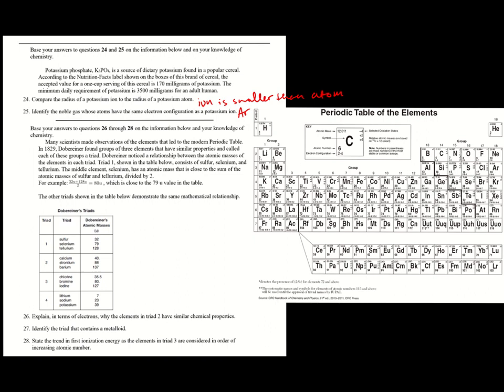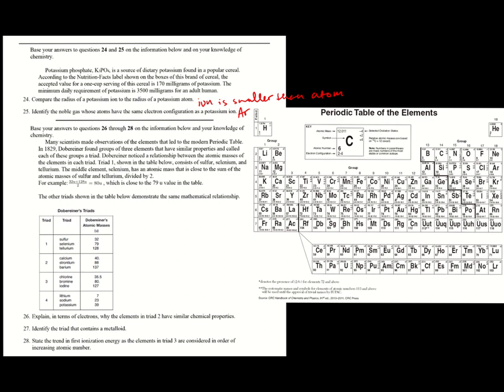Number 26, 27, 28 are together based off this prompt. So we're talking about Dobereiner. I don't even know how to say this guy's name. Still want my dude Mendeleev. Okay. Let's talk about triads. Triads are 3 elements together.